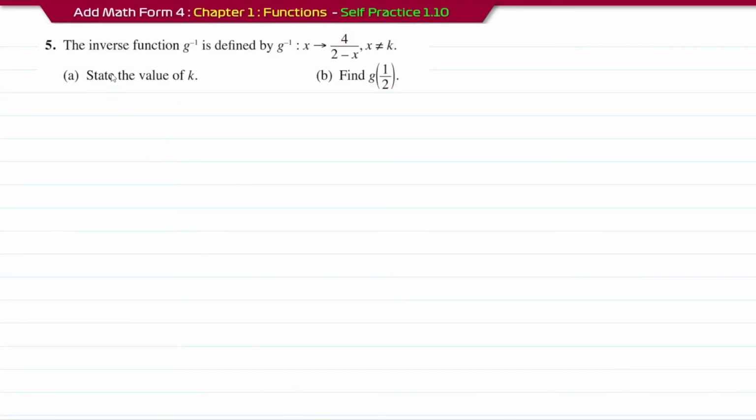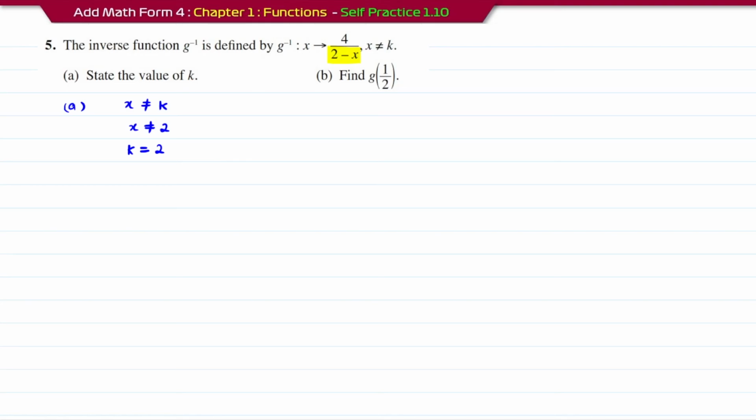So question number 5, the inverse function g is defined by the inverse of g maps x to 4 over 2 minus x, x is not equal to k. So A, state the value of k. So we know that x is not equal to k. So now look at this denominator part. This part here cannot be equal to 0. Therefore, x is not equal to 2 because when you have 2 minus 2, then it will be equal to 0. Therefore, the value of k here is equal to 2.